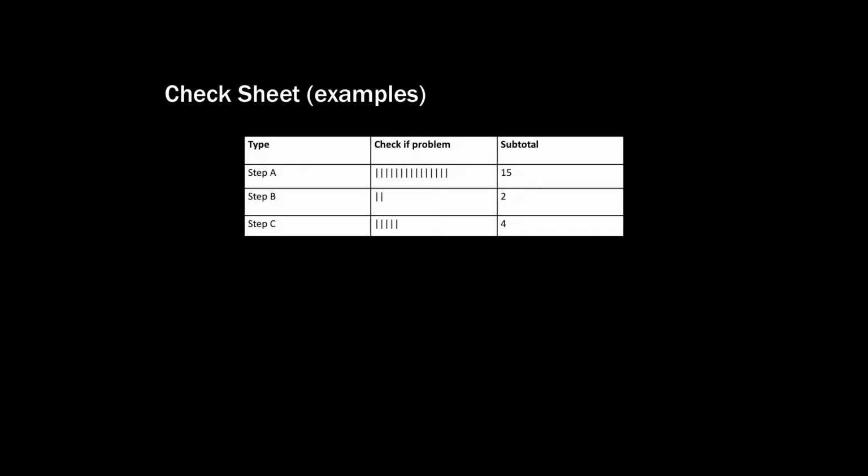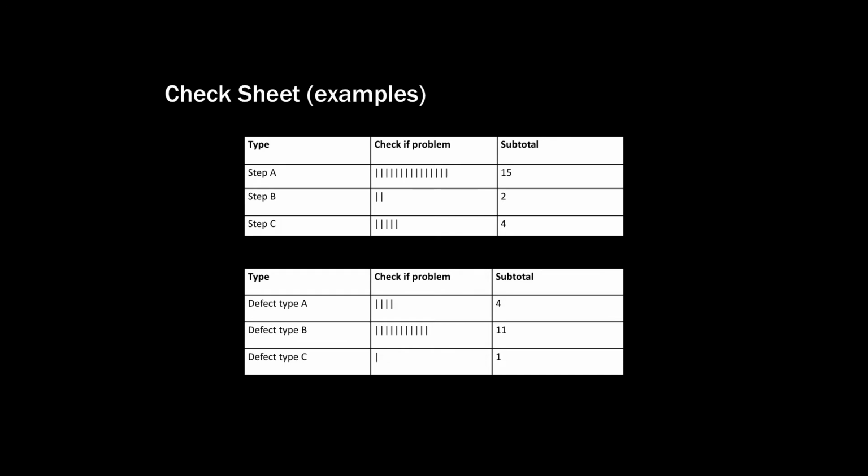Once the categories of problems have been decided upon, and again, this decision is made by the frontline staff who know the work the best, you collect the data on check sheets. Here's an example. In this case, the categories of problems that they selected were the steps in the process, and you can see that step A had the most number of problems, 15. Here's another check sheet example where they chose defect types as the categories to collect data on, and in this case, defect B had the most number of problems.